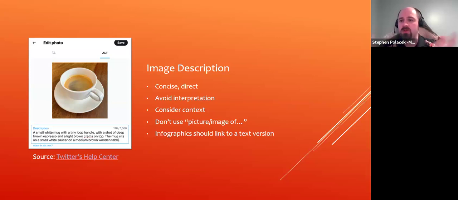Conversely, if this was from a furniture company or somewhere like Target or Walmart, they might be talking about the cup instead because that's the product they're selling. So they're going to say small white mug with a small white saucer containing coffee or containing espresso, something like that. So consider how your context changes the description because it's really going to matter what you're trying to convey to people. What are you doing with this? In this case, the description there is Twitter's help center description of adding an image description to an image in a post.